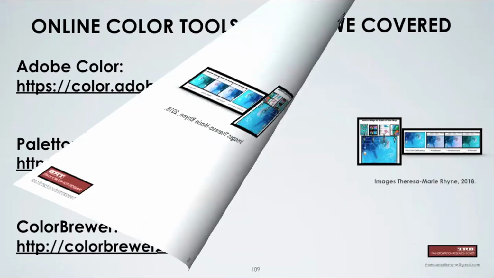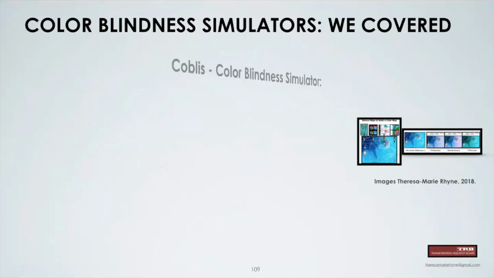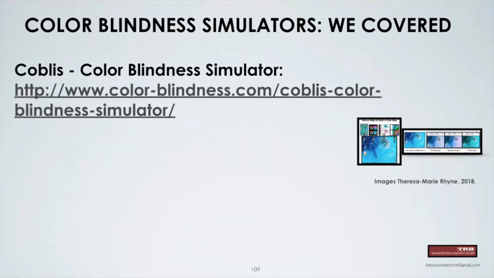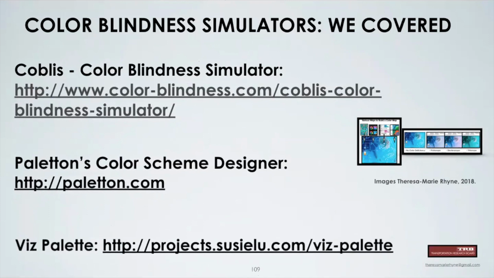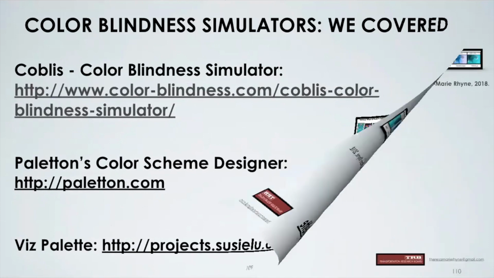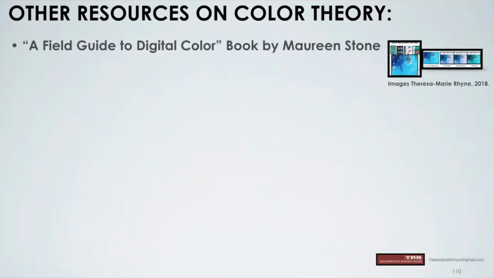Interesting guy. I give you Color Brewer. All right, here's the one you want for your color blindness simulators. What you're going to do is take an image of your visualization, run it through it, and see what it looks like to somebody. You want to see what it looks like for somebody who has a color deficiency. That is what you want to use to do that.